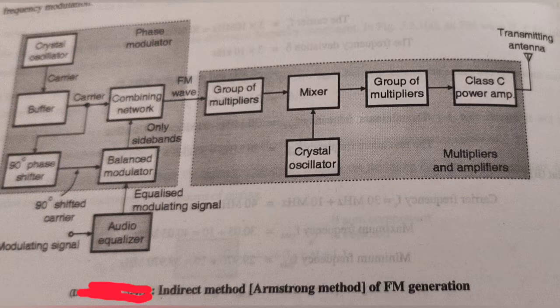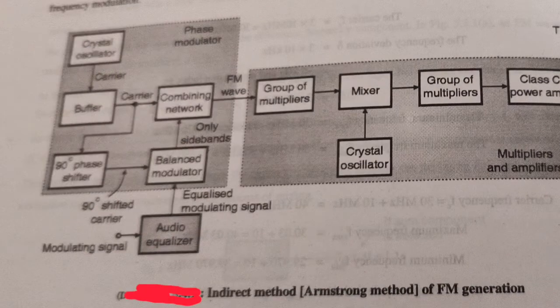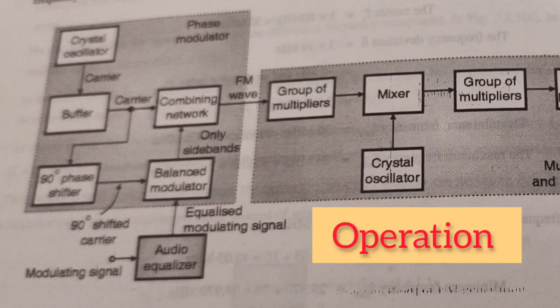For example, today we listen to FM 98.3. Tomorrow we listen in the frequency range 98.7. This means we did not get a stable frequency. So we have to get a stable frequency. We are using the indirect method of FM generation, and in that we are using a crystal oscillator to generate a stable frequency. So let's see the operation of this Armstrong method.